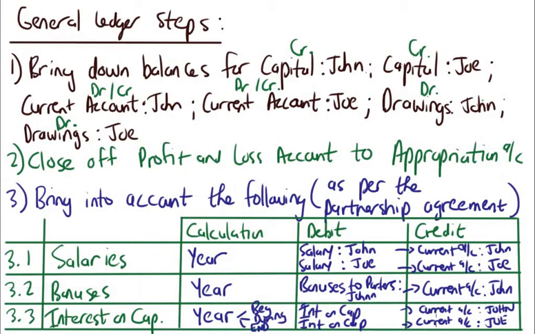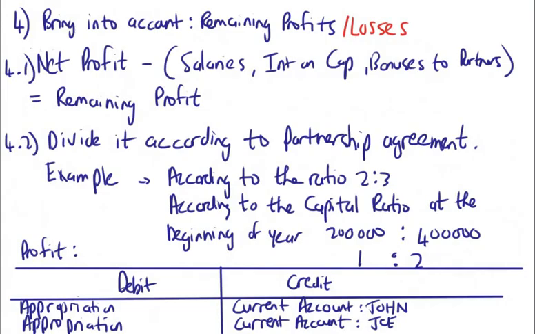And on the next page, we're going to move on to the next step. It could be step 3.4, but I prefer to have it as a separate step because it's quite a big step. Okay, right, so step 4 is we have to bring into account the remaining profits or losses. Remember, so far we've brought into account salaries, interest on capital, bonuses to partners. So firstly, we have to calculate the remaining profits. 4.1 is we take our net profit and we minus those three things: salaries, interest on capital, bonuses to partners. That will give us our remaining profit.